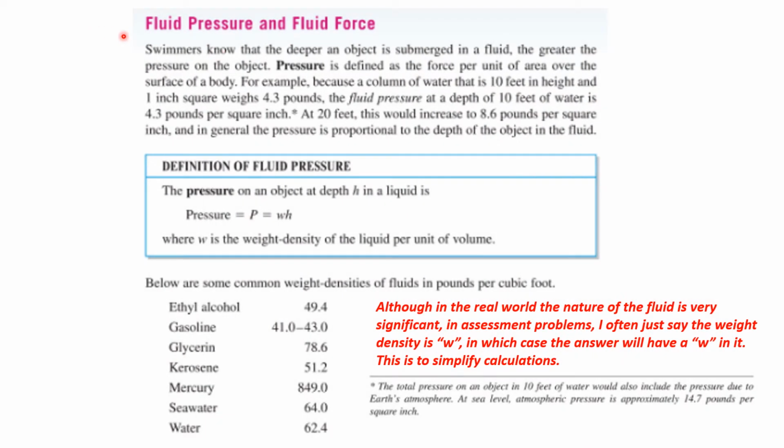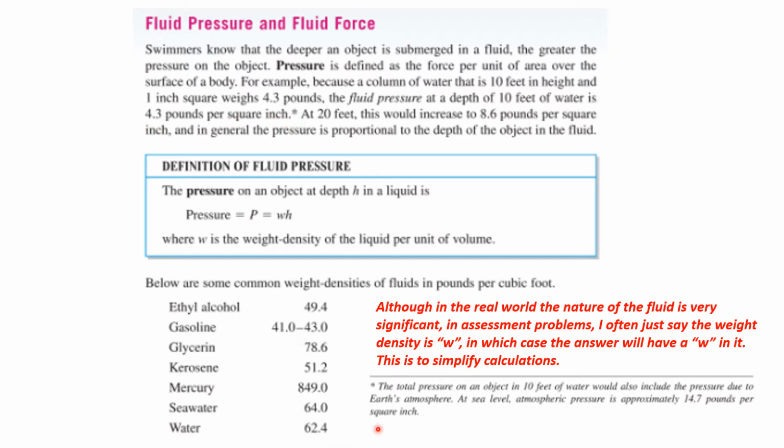By way of introduction to fluid pressure and fluid force. Swimmers know that the deeper an object is submerged in a fluid, the greater is the pressure on the object. Pressure is defined as the force per unit area, that's like F over A, over the surface of a body. For example, because a column of water that is 10 feet in height and 1 inch square weighs 4.3 pounds, the fluid pressure at a depth of 10 feet of water is 4.3 pounds per square inch.